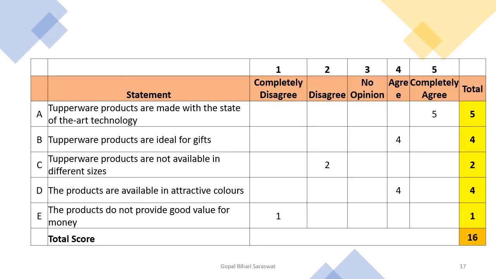Let's see this. Here you can see the respondent has given a tick mark for "Tupperware products are made with state-of-the-art technology", and he completely agrees. This means a score of 5 for this particular question. "Tupperware products are ideal for gifts." Fourth option, agree. This means 4 marks. Like this, an individual score is calculated for each question A, B, C, D, E. And the total score of the respondent for this particular questionnaire is 16. So this is how Likert scales function.